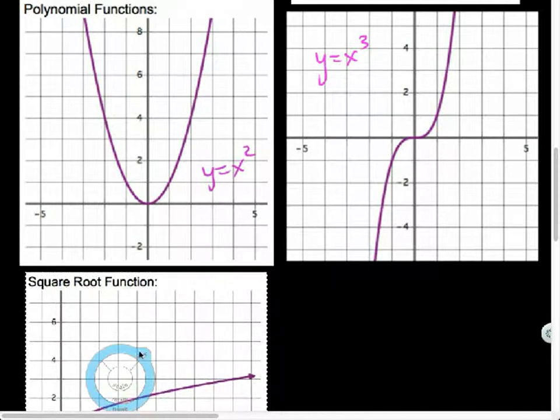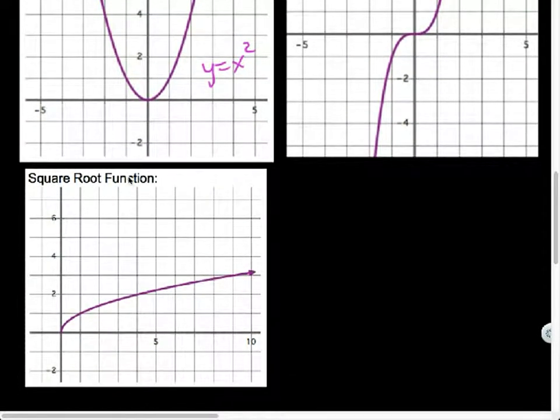Square root function, you probably knew, is the inverse of a polynomial function. Now notice that I specified that it's a function, meaning that the bottom half of this actually cannot exist in order for it to be a function, because it would fail the vertical line test. So a square root function is just the positive square root, the principal root, if you will. So it's the top half of that sideways parabola.